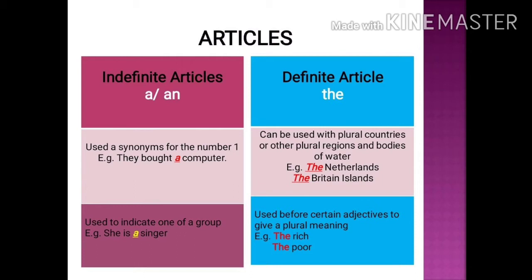And you can also use the in front of plural countries or plural regions and water bodies. Look at the examples given here, children. The Netherlands. When I say the Netherlands, I am pointing out a particular group of nations. The Netherlands have 12 provinces. So I can use the in front of this plural country.